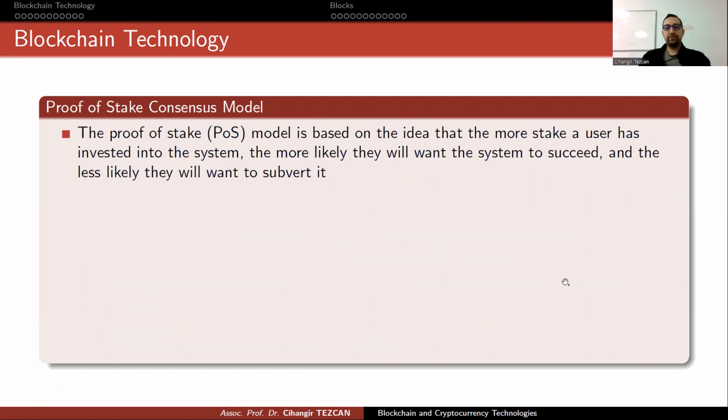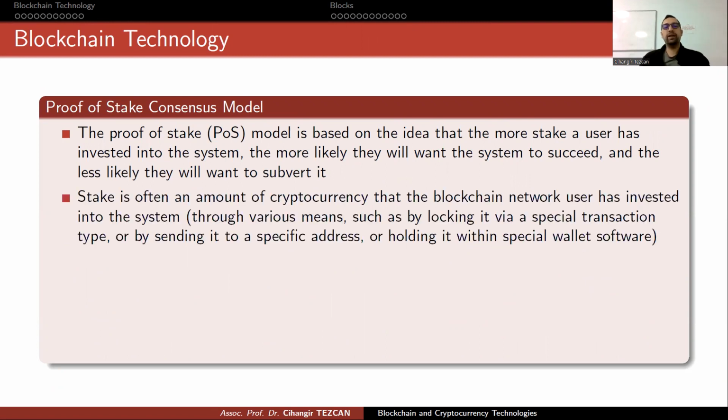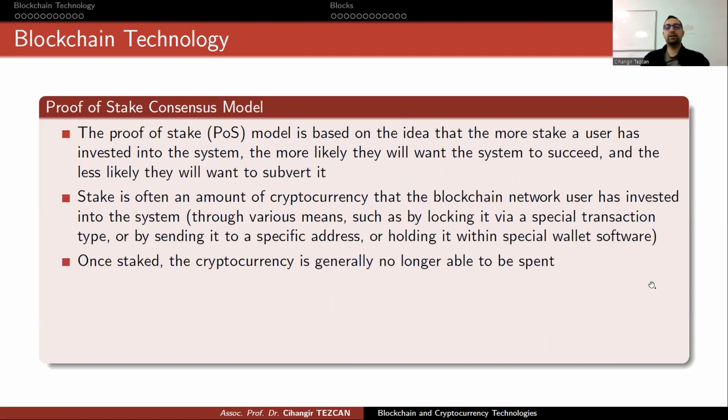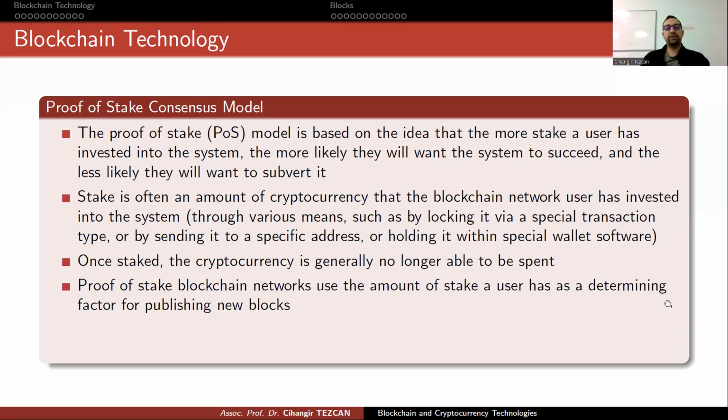The proof of stake model is based on the idea that the more stake a user has invested into the system, the more likely they will want the system to succeed, and the less likely they will want to subvert it. Stake is often an amount of cryptocurrency that the blockchain network user has invested into the system through various means, such as by locking it via a special transaction type, or by sending it to a specific address, or holding it within special wallet software. Once staked, the cryptocurrency is generally no longer able to be spent. Proof of stake blockchain networks use the amount of stake a user has as a determining factor for publishing new blocks.